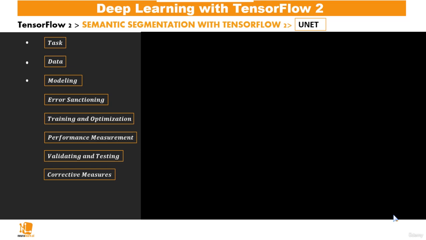Welcome to the section on modeling. In this section, we shall look at a UNET-like architecture which permits us to go from an input image to an output image mapping. You may look at the UNET paper to get the exact UNET architecture.